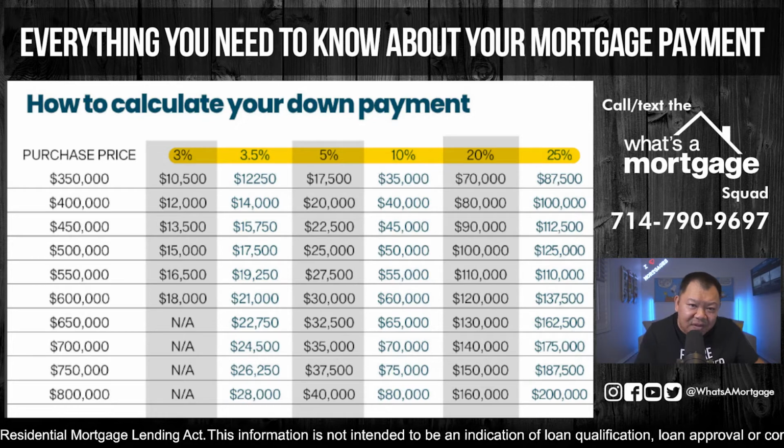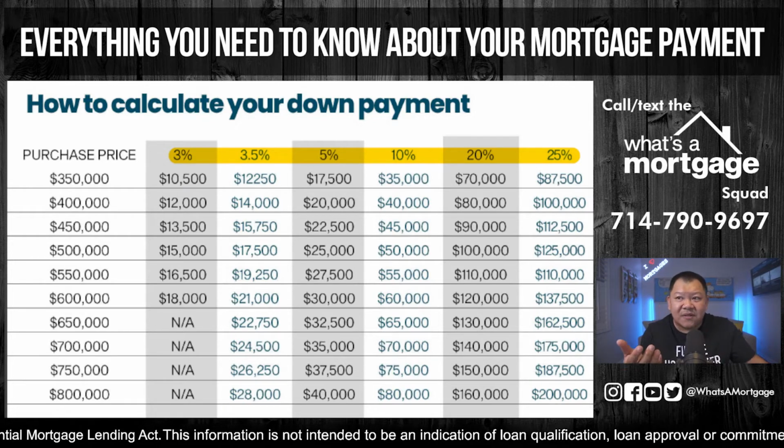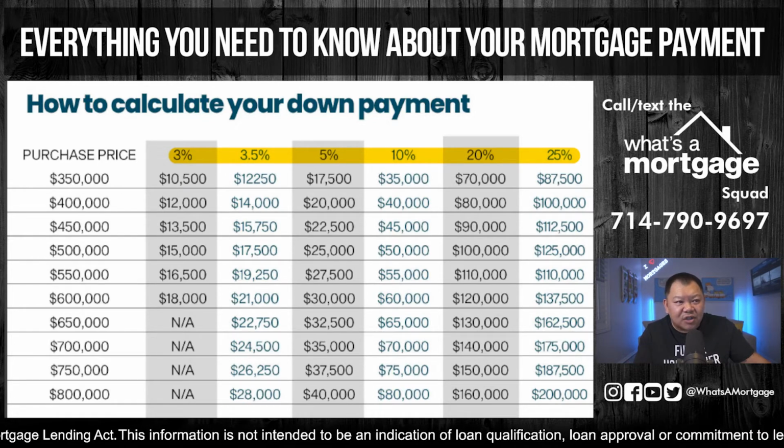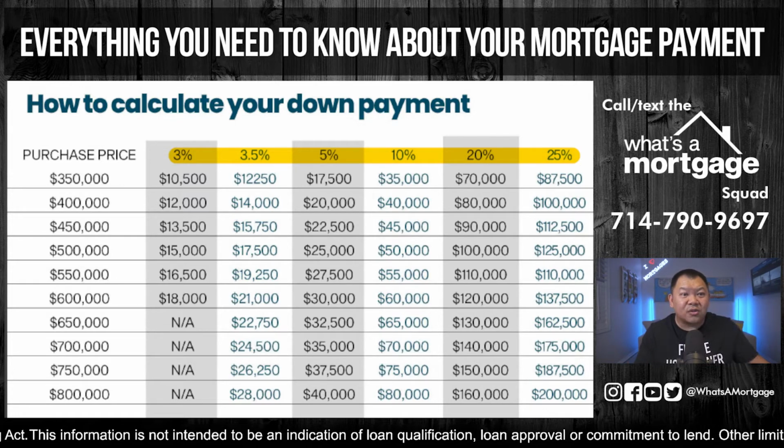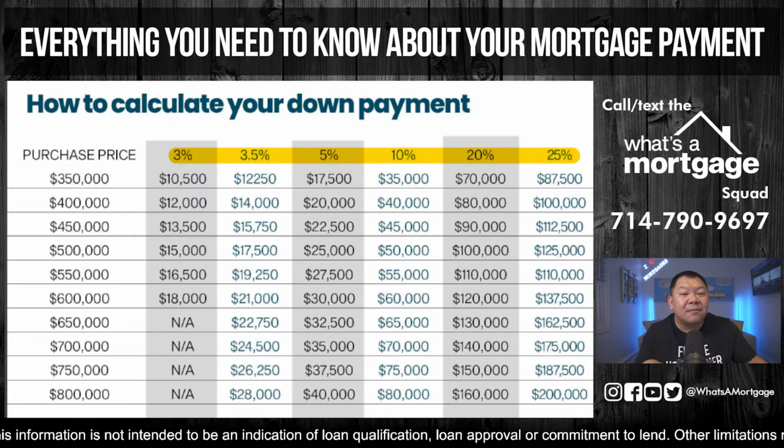Of course, if you're going with a VA or USDA loan, it's 100% financing. But your standard down payments are going to be 3% down, 3.5% down, 5, 10, 15, 20. Of course, the greater the down payment, the lower the monthly payment.